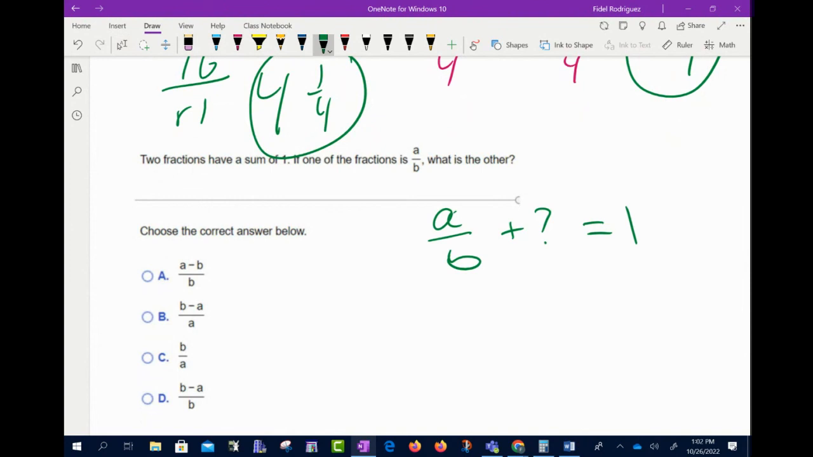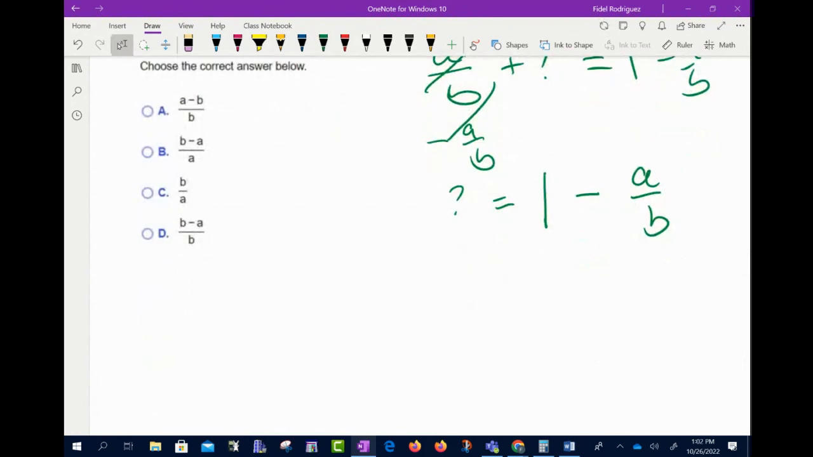I'm putting a question mark there, y'all, because I don't know what I have to add it to. So if I wanted to figure out what this number is here, I could subtract my a over b over here, okay? So whatever I have is going to be 1 minus a over b, okay? I know this is kind of more abstract, y'all, because I don't really have numbers here. I want to think of this one as 1 over 1 minus a over b, okay?